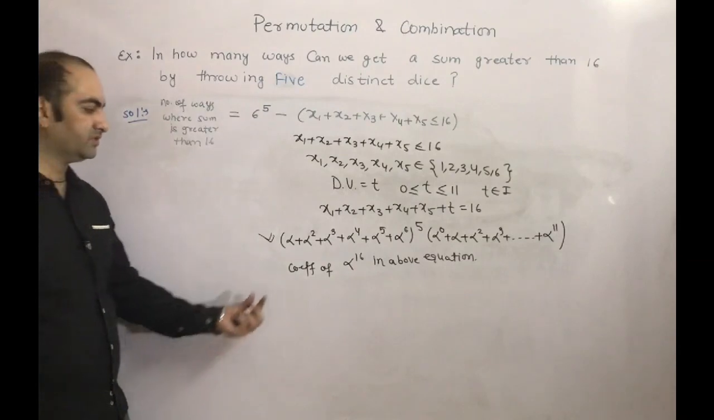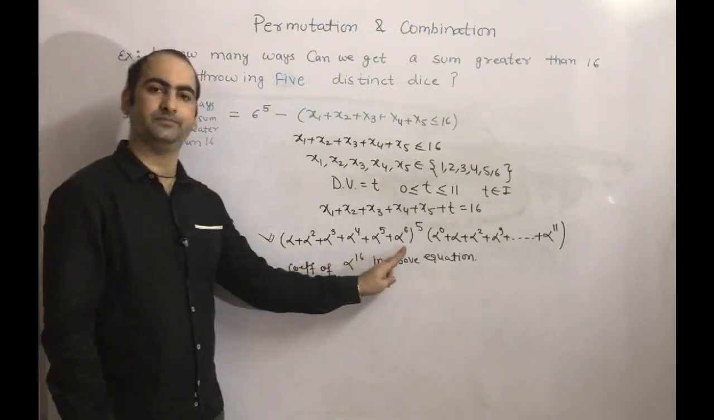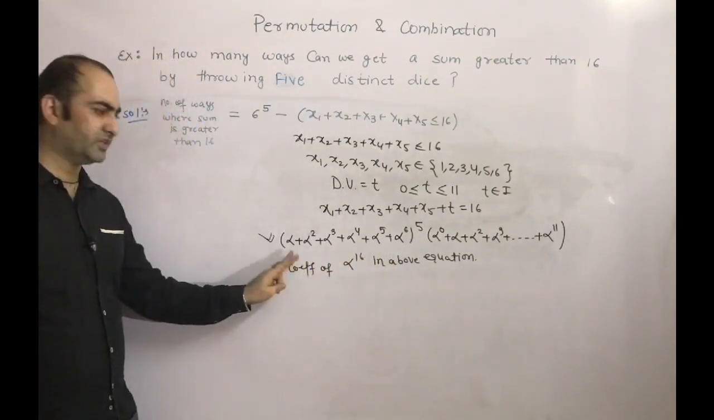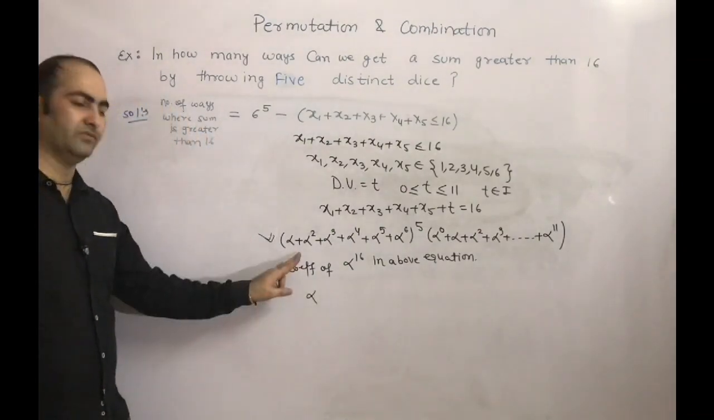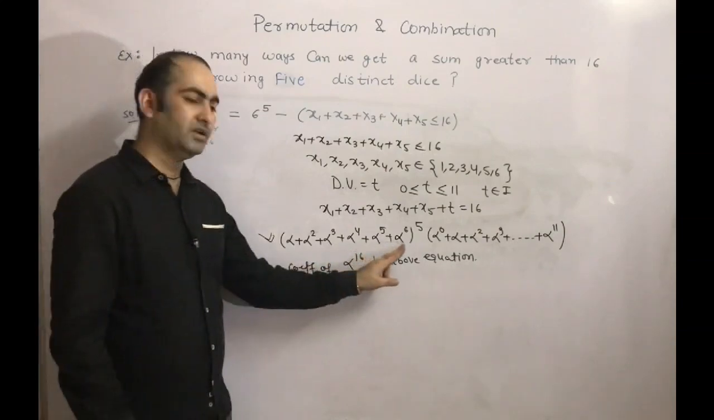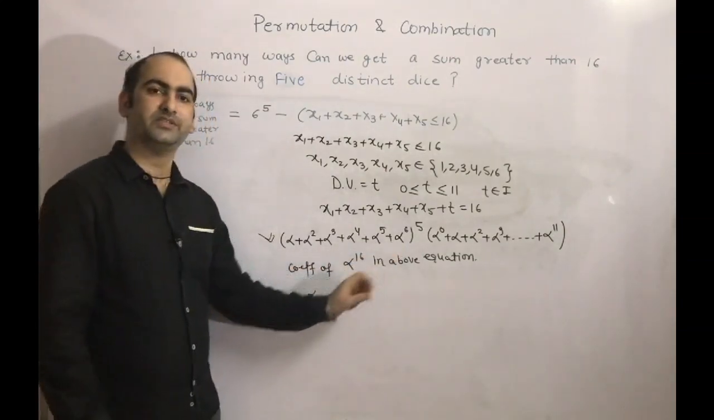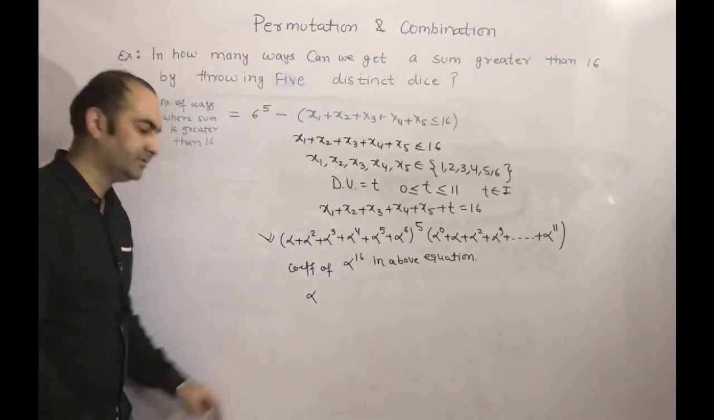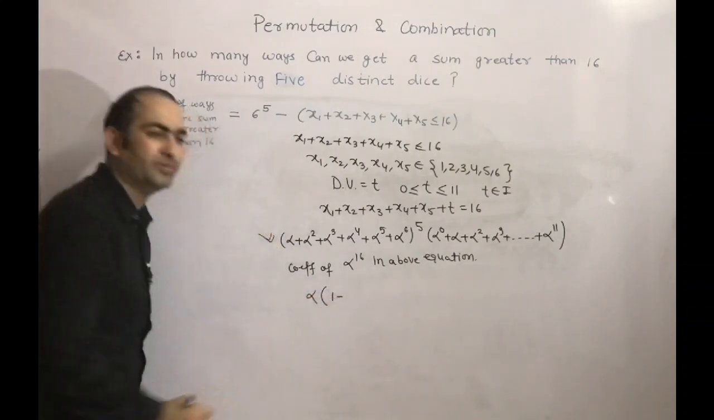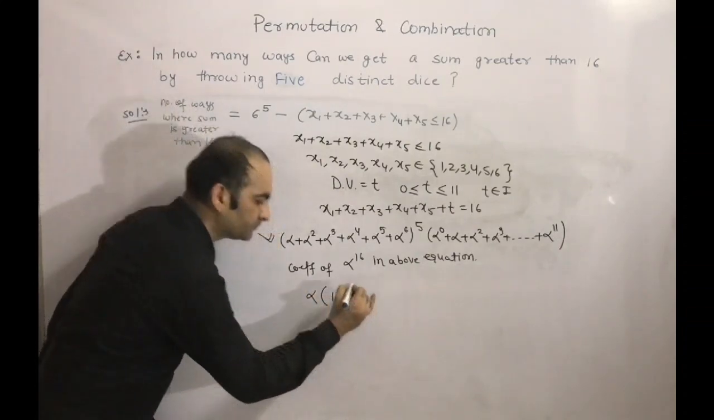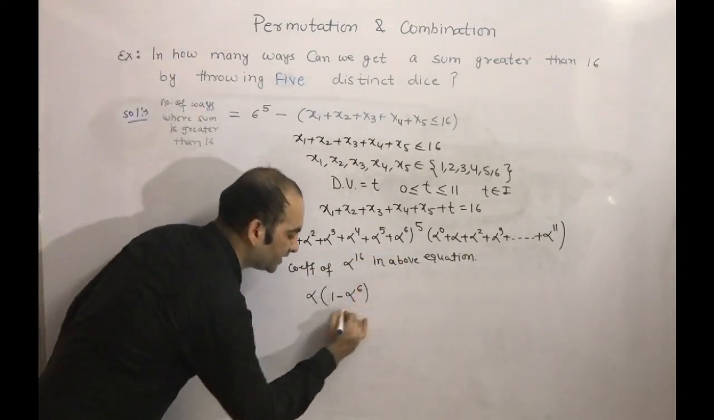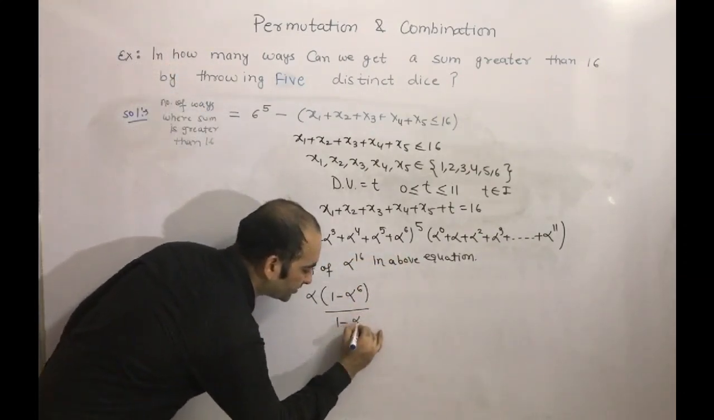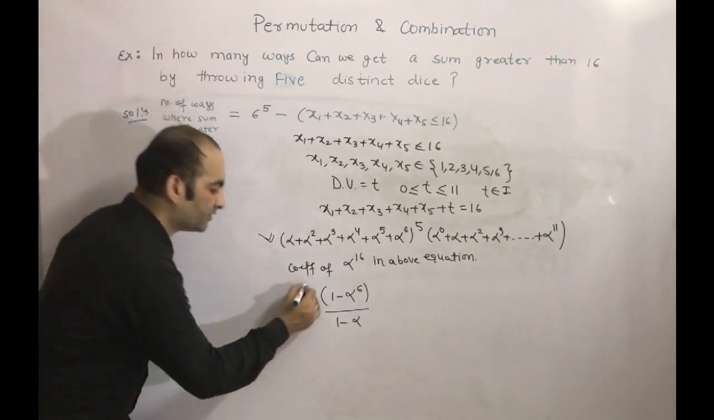First we have to simplify this one. So this is a GP series. The first term is alpha, the common ratio is alpha, and the terms go from alpha to alpha power 6, so we have 6 terms. So the first term alpha in bracket, 1 minus common ratio alpha to the power 6, that is 6 terms, divided by 1 minus common ratio, that is alpha, and the whole power is 5.